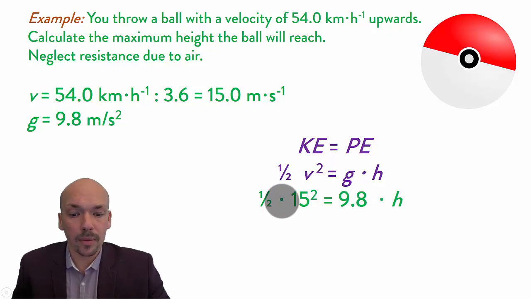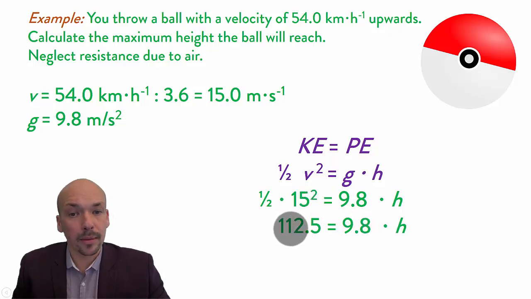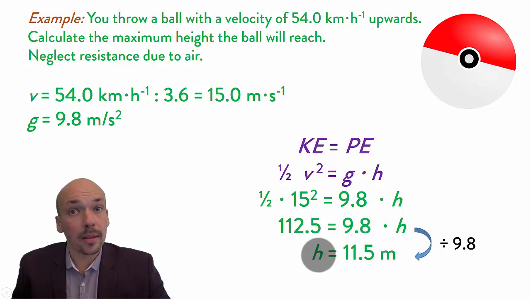So we have half multiplied by 15 and of course the square, don't forget square. We have 9.8 multiplied by h. So this is a number, and you will see that if you put it in your calculator it will be 112.5. We divide by 9.8, so the height will be 11.5 meters. So if you throw it with this speed, velocity, then the height will be 11.5 meters. There it will be stationary.